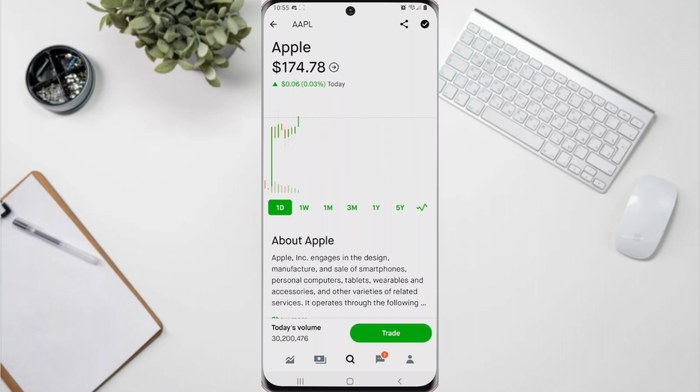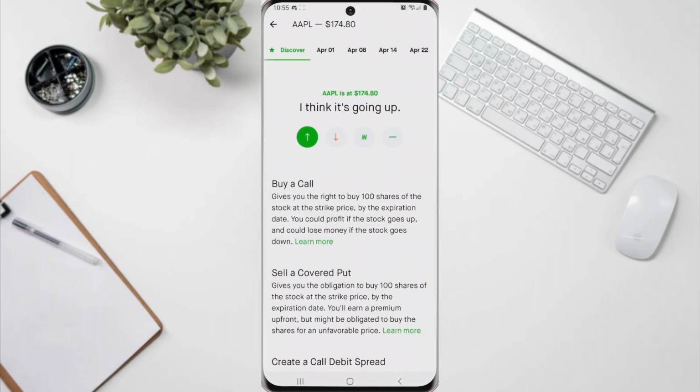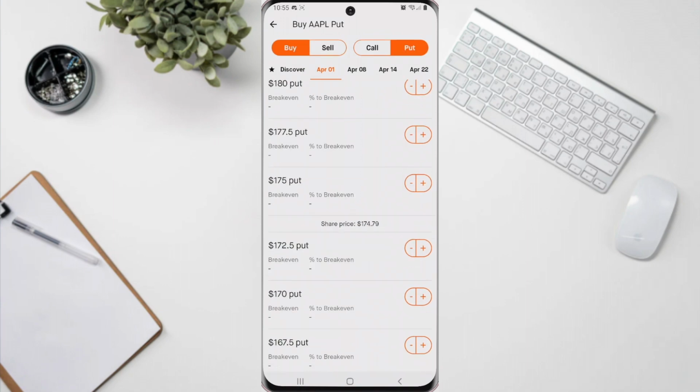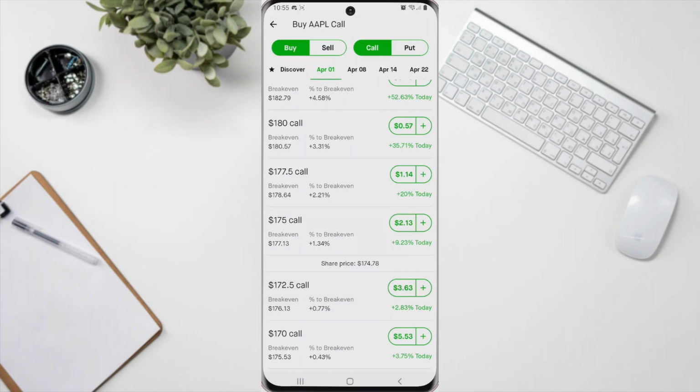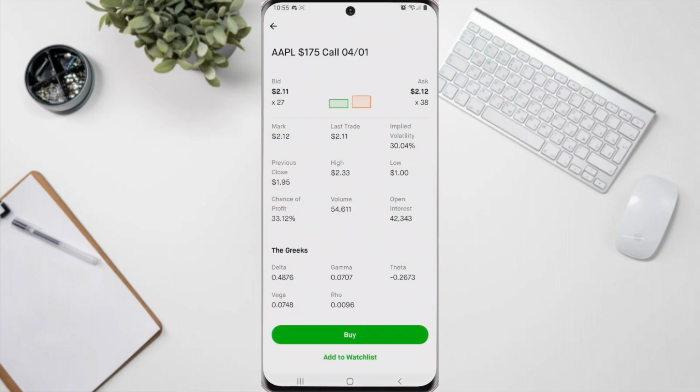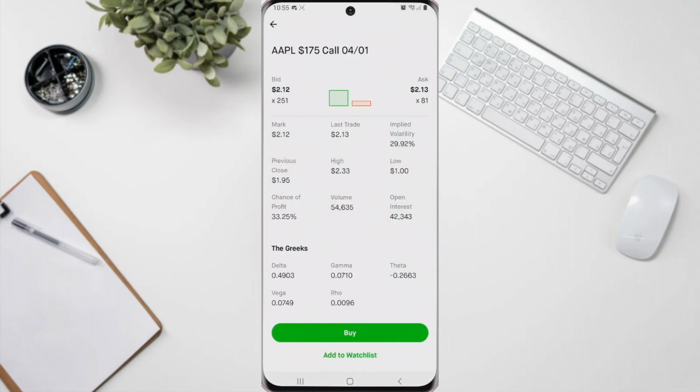Your delta and your gamma work hand in hand. Let's get to it. So we're looking at Apple right now, and just say I'm looking at the 175 call. The volume on that 175 call right now shows 54,000. The open interest shows 42,000. Your delta is 49, your gamma is 7, and your theta is negative 26.